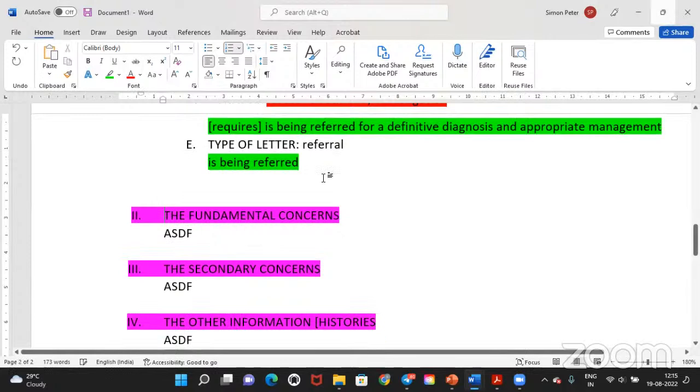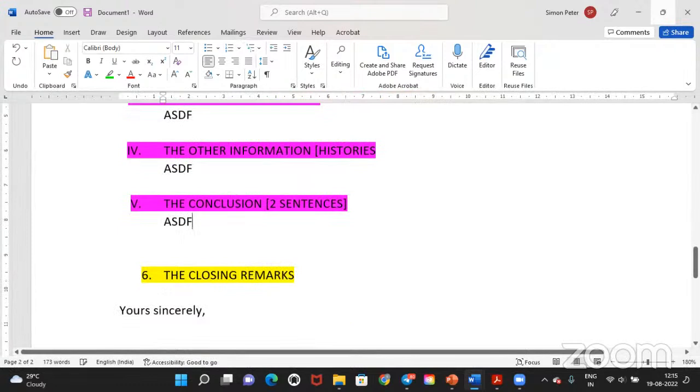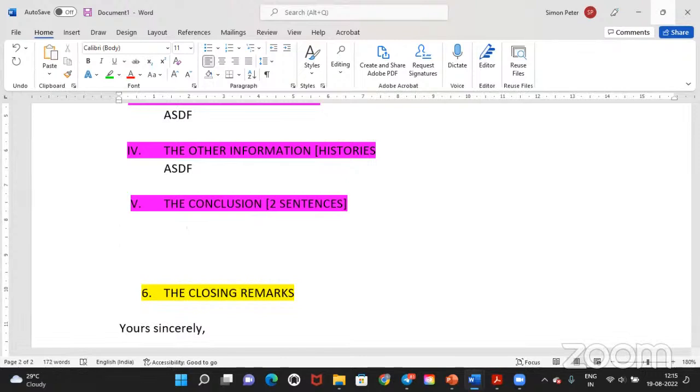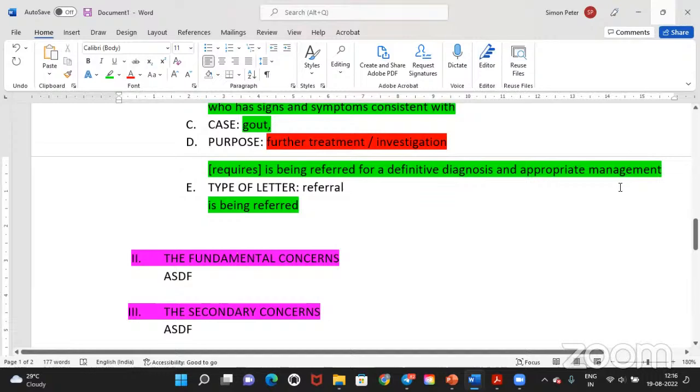Then let us leave fundamental concerns. Now we'll go to the conclusion. Conclusion should be similar to the introduction. You can start like this: Based on the aforementioned circumstances. The same thing should be repeated, but in a different style. In the introduction, we are reminding him to bother about definitive diagnosis and appropriate management. Based on the aforementioned circumstances.